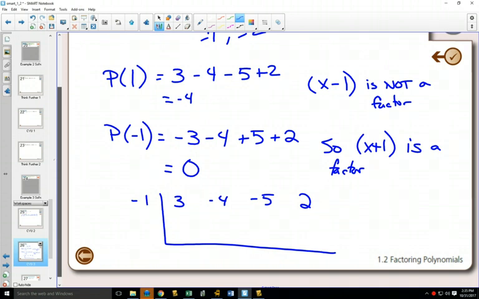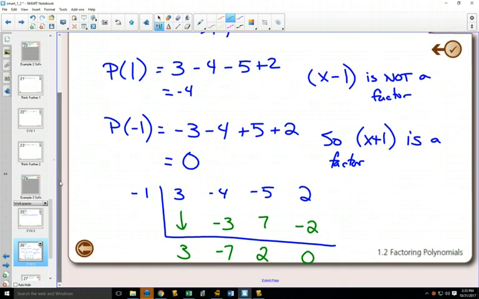-1. I'll bring down the 3, multiply, add, multiply, add, multiply, add. And we needed to have that happen, right? We needed that remainder to be 0. This is finding the remainder as well, but it tells us a lot more.